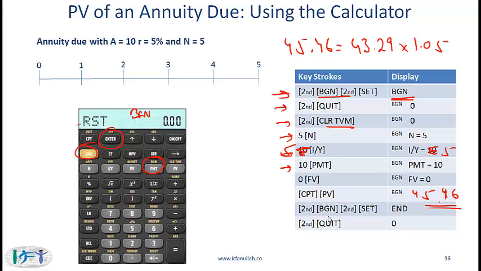Once you are done with the calculation and you have come up with the present value, then you need to change your calculator back into end mode, because most questions will be solved assuming payments are at the end of the period. So you need to put the calculator back in end mode. If you do not do this, then all future calculations will be performed in begin mode. And then again, second quit to get back into standard calculator mode.